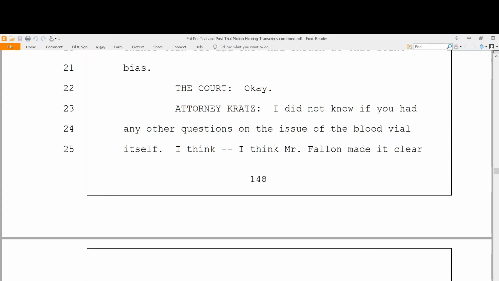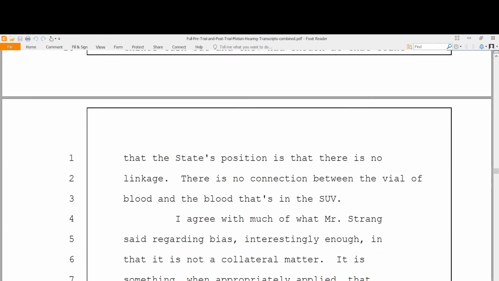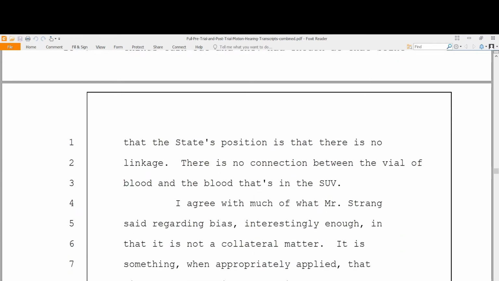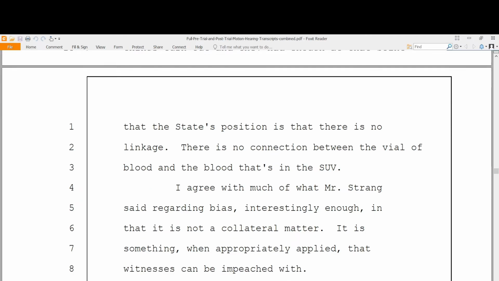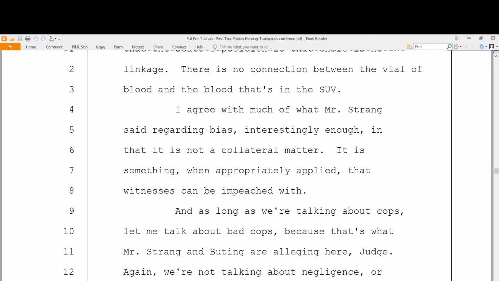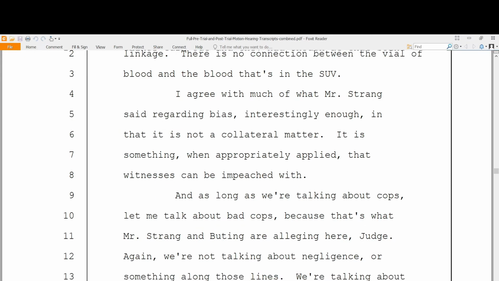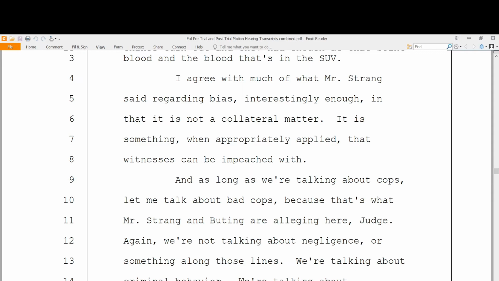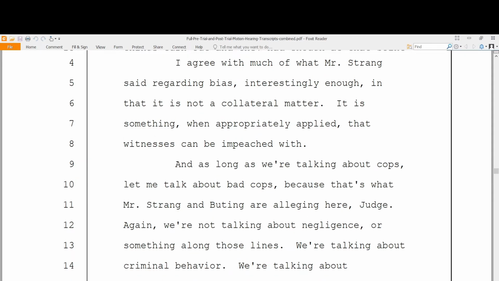The court: Okay. Attorney Kratz, I did not know if you had any other questions on the issue of the blood vial itself. I think Mr. Fallon made it clear that the state's position is that there is no linkage. There is no connection between the vial of blood and the blood that's in the SUV. I agree with much of what Mr. Strang said regarding bias, interestingly enough, in that it is not a collateral matter. It is something, when appropriately applied, that witnesses can be impeached with.